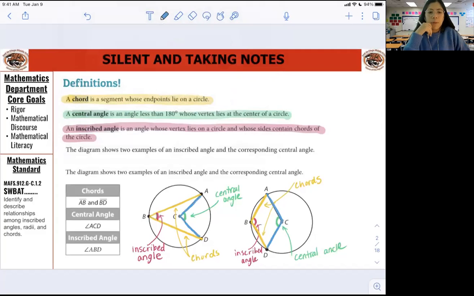So I've labeled all of the chords, I've labeled all of the inscribed angles, and I've labeled the central angles. What is the blue, which I've highlighted, but I didn't label it yet? Good, Perla. Those are radii. So in blue, I have my radii. More than one radius is a radii. So now we've got everything.